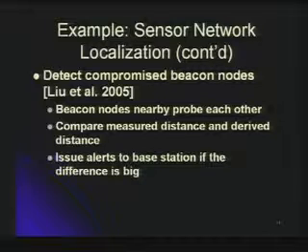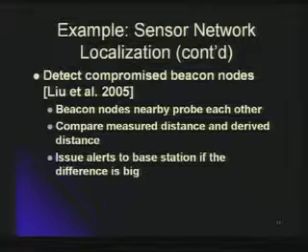So in 2005, Liu et al. proposed one detection mechanism for compromised beacon nodes. The basic idea is that they let nearby beacon nodes probe each other. I know my own location, but I pretend that I don't know it, and I talk to some other beacon node. Then I compare the measured distance between the two sensor nodes and the derived distance between them. If they are very different from each other, then I know that the other beacon node is giving me wrong location references. So I may issue an alert to the base station.